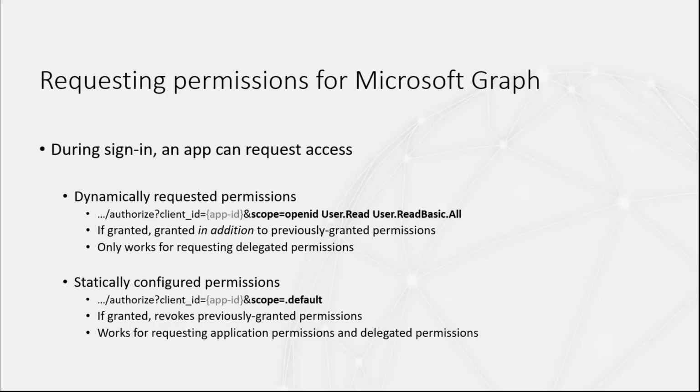Now, if these permissions are granted, let's assume the user is allowed to consent, they consent. Those permissions would be granted in addition to anything that was granted previously. And we call this incremental consent, right? The idea being that little by little, as the user starts using the application and using new features or additional functionality, only once they start using that additional functionality does an application actually request the access.